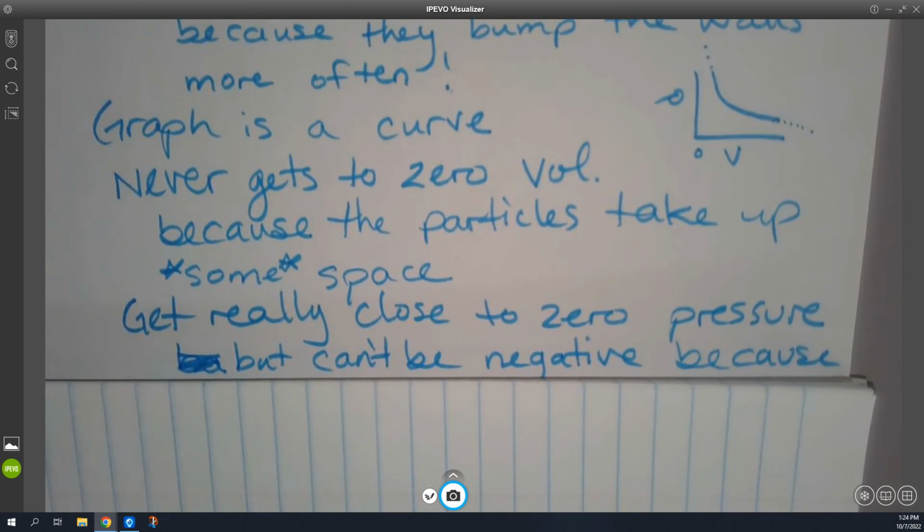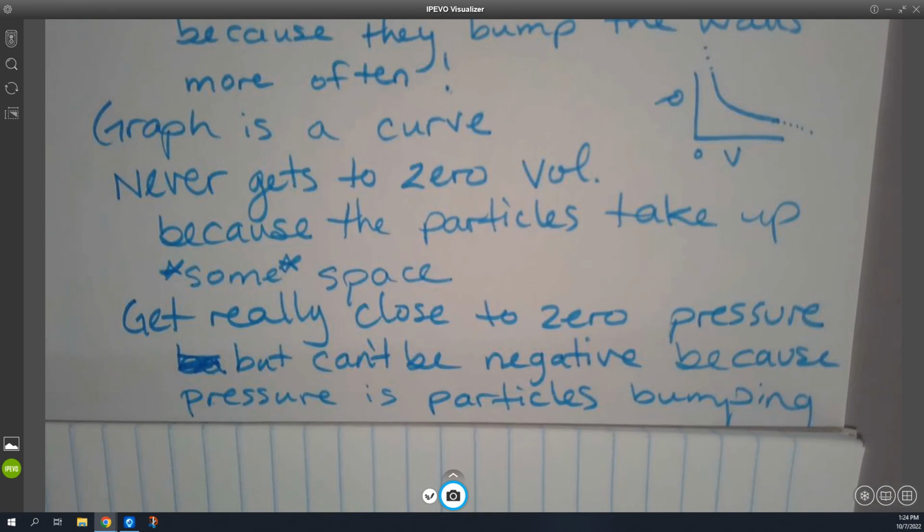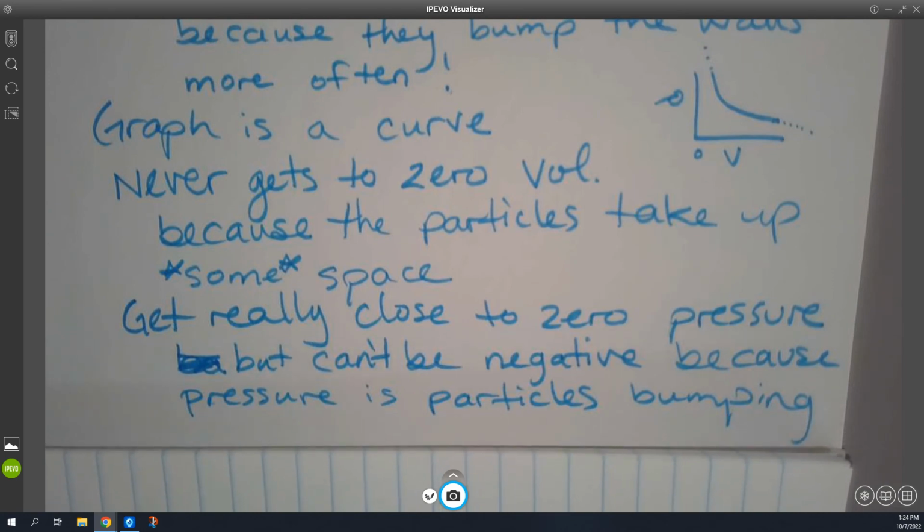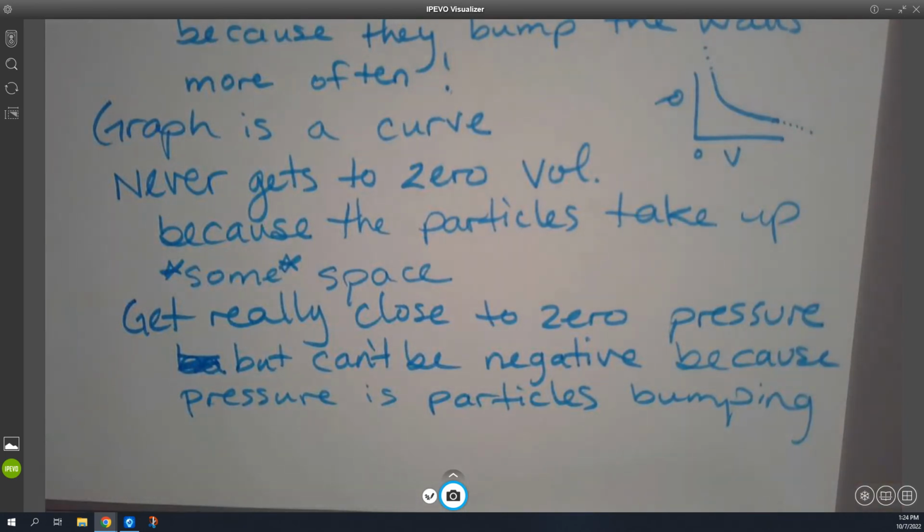Because they don't pull. Because what? They don't pull each other. They can only push. Right. Pressure is particles bumping, not pulling. Maybe I should even add that in here. If particles could pull, then perhaps we could think about negative pressure. But particles can't pull because they have nothing to pull on. They're just little balls running around.